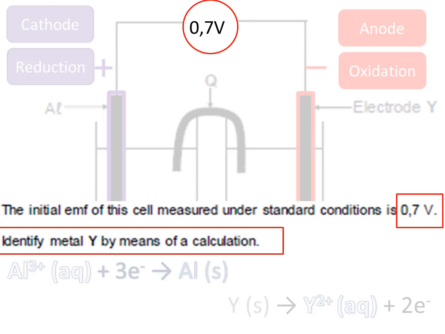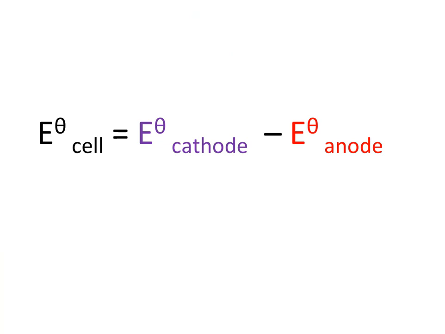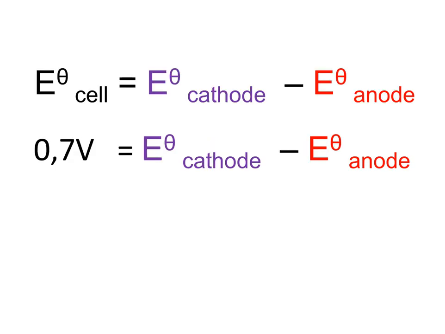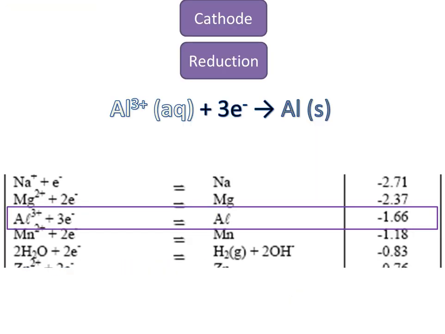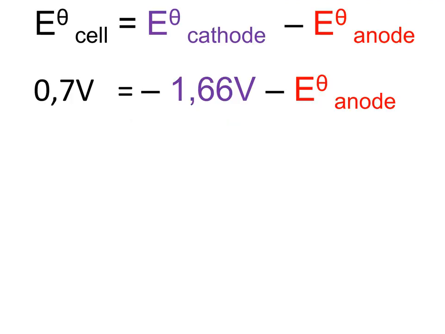Now we're told that the potential difference that develops between the two electrodes is 0.7 volts as long as the cell is in standard conditions. From that information, we must find out which metal Y is. We know that standard cell potential equals the standard potential of the cathode minus the standard potential of the anode. We're given the standard potential of the cell as a whole, 0.7 volts. As we've already discussed, the aluminium electrode is the cathode. We look at the table of standard reduction potentials and we find that this half reaction has a standard potential of minus 1.66 volts. So we substitute minus 1.66 volts into E cathode.